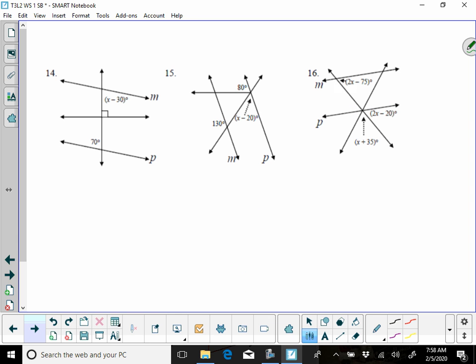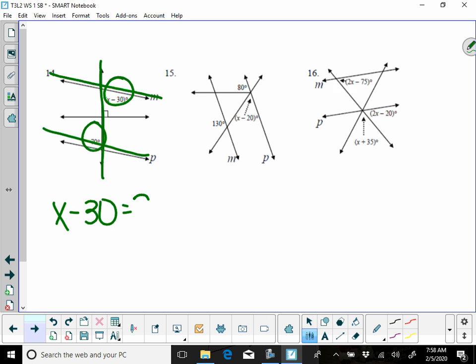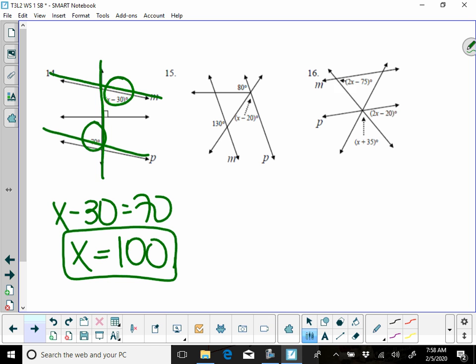All right, so the last three, same thing here. Okay, if these are your two parallel lines and this is your transversal, then these are alternate interior angles, so they are equal to each other. So x minus 30 would equal 70. So x would have to equal 100 for those to be parallel. Okay?